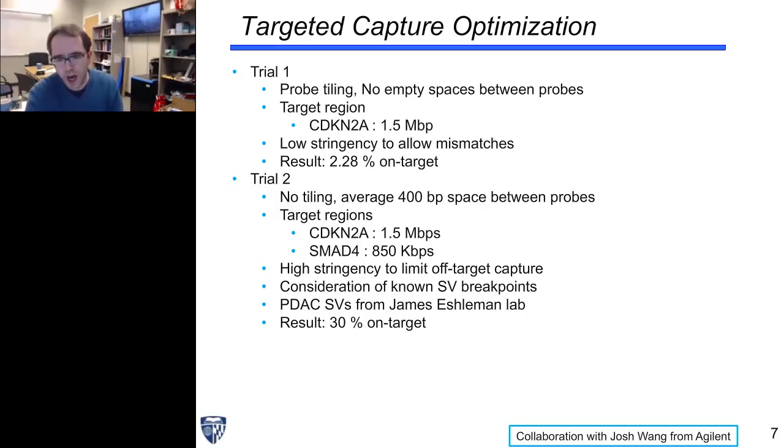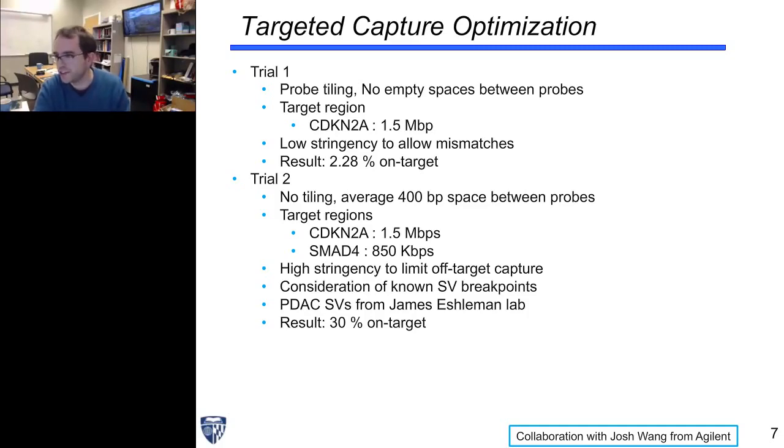And for trial 2, we didn't use tiling. Instead, we knew that we had big molecules we were trying to pull out, so we could keep our spaces pretty big because we only needed one probe per about 2,000 bases, because the piece we pulled down would be 2,000 bases, so it would still stretch across. In this case, because we needed fewer probes, we could target 2 regions. So we targeted P16, CDKN2A, and we also targeted SMAD4. We used really high stringency probes, so probes that were really unique and sequences that you couldn't really find elsewhere in the human genome, to make sure that we would only get, or hopefully only get, the regions we cared about. We did this in consideration of known structural variation breakpoints.